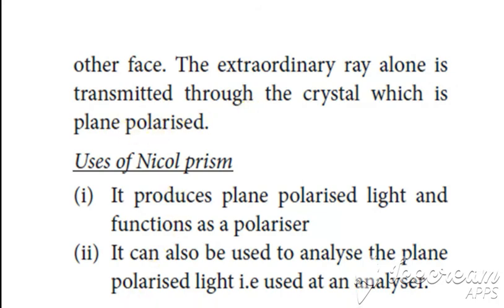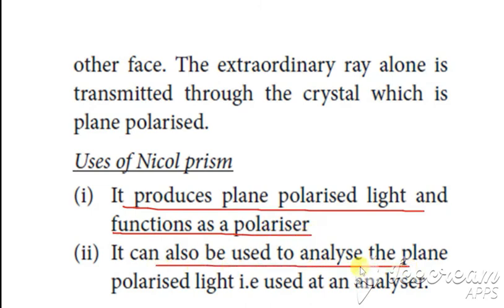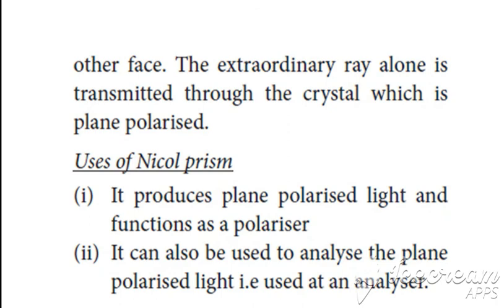Next we have the uses of this Nicol prism. The first use is it produces plane polarized light and functions as a polarizer, and next it analyzes the light and so it functions as an analyzer. So because it produces, it acts as a polarizer, and because it analyzes, it acts as an analyzer. So these are the uses.